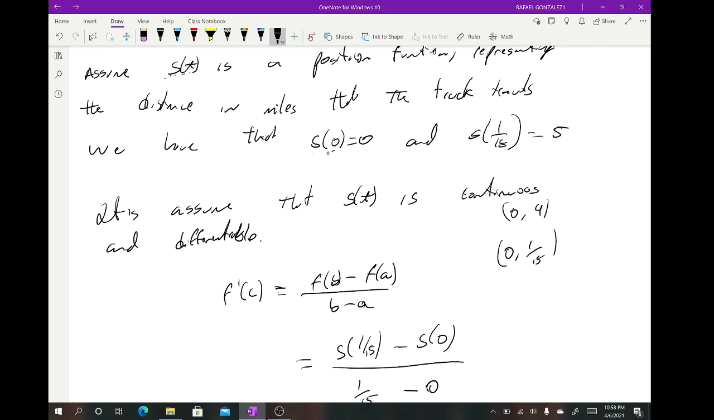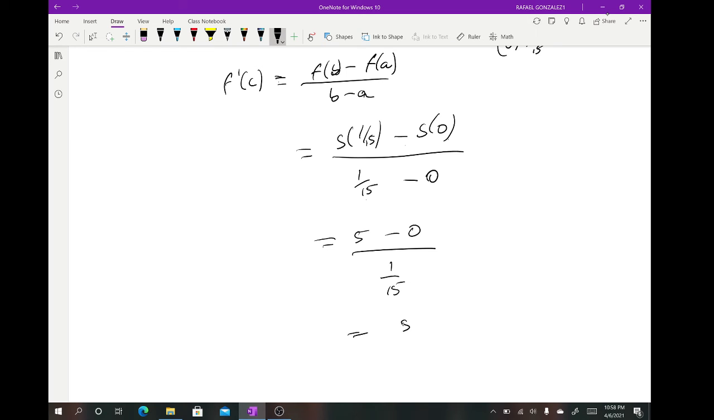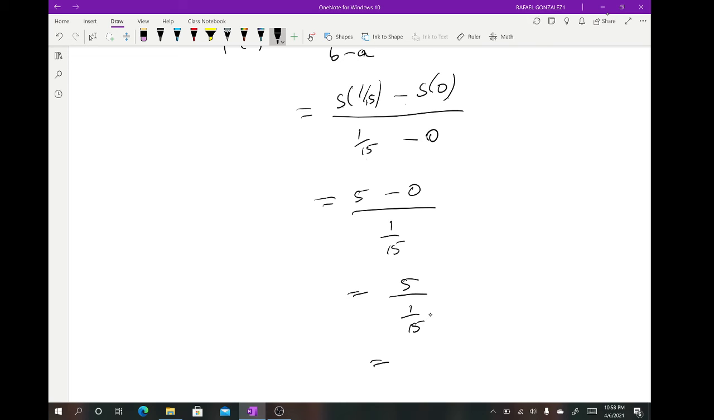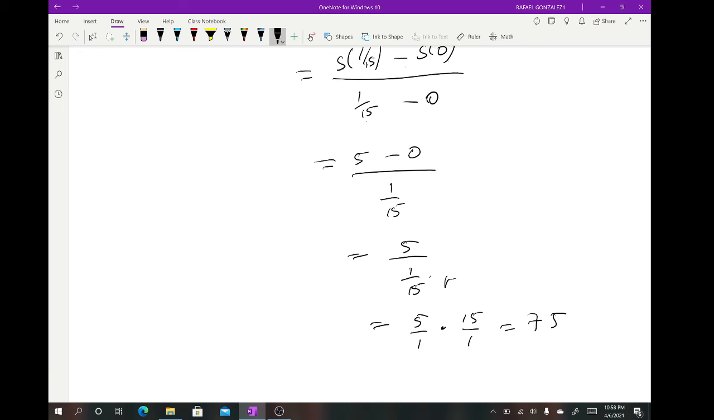Now, I said up here that s of 0 is equal to 0 and s of 1/15th is equal to 5, so I could simplify this more. S of 1/15th is equal to 5, s of 0 is equal to 0, and then in the bottom we have 1/15th minus 0, which is just 1/15th. So what we really have here is 5 minus 0, which is 5, over 1/15th. If you multiply by the reciprocal here, you have 5 times 15, which is equal to 75. So what I'm doing here is 5 times 15 over 1, simply multiplying by the reciprocal, and that's going to give us 75.